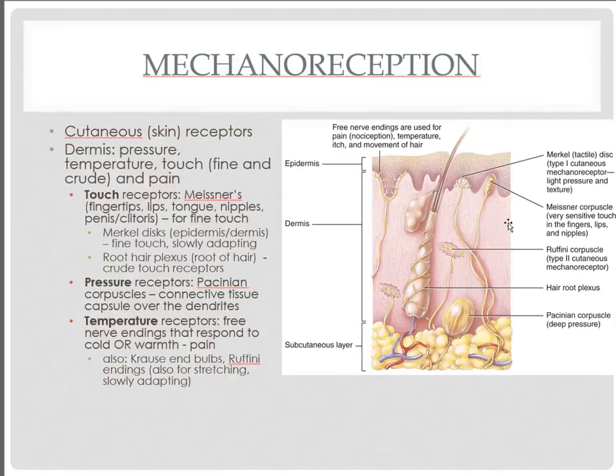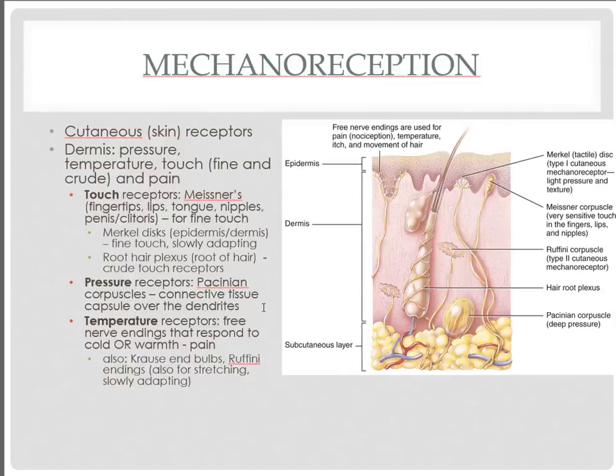We also see receptors located in our root hair plexus. Again, these are nerve endings that are all grouped together within the root of the hair itself. So any movement of the hair, any sort of touch that results in the movement of that hair will be picked up by the plexus that will again send information about fine levels of touch.